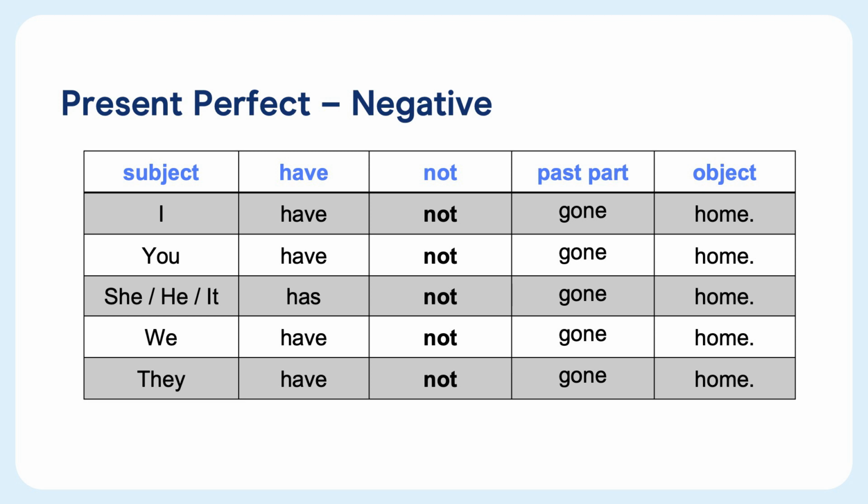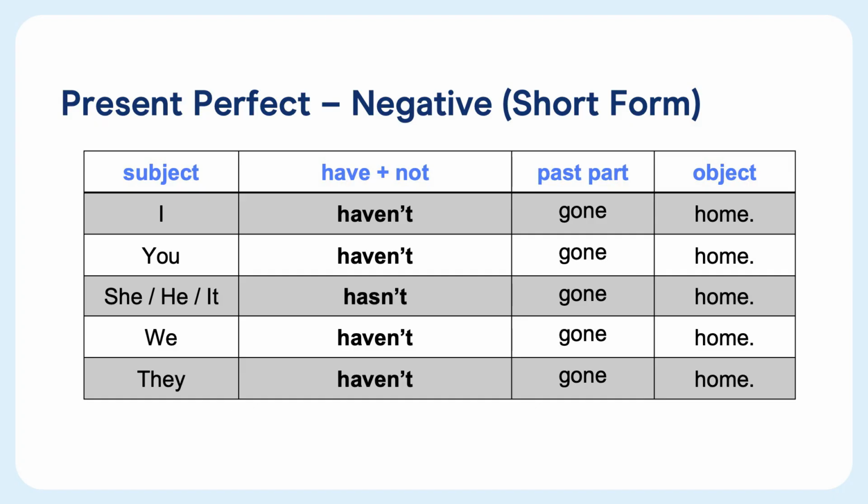She, he, it has not gone home. We have not gone home. They have not gone home. The negative form can also be shortened, but this time we do it a little differently. I haven't gone home. You haven't gone home. She, he, it hasn't gone home. We haven't gone home. They haven't gone home. This time, we join have and not together.